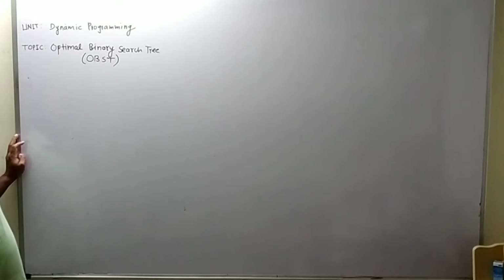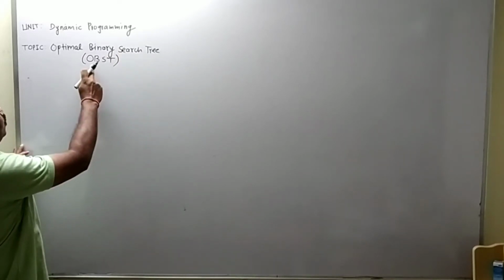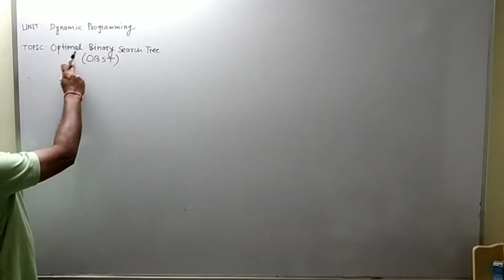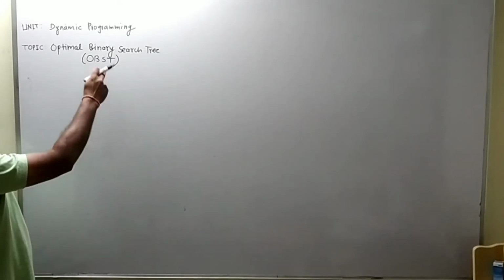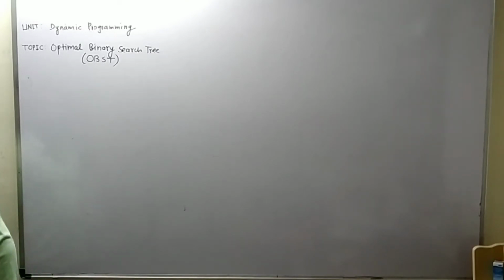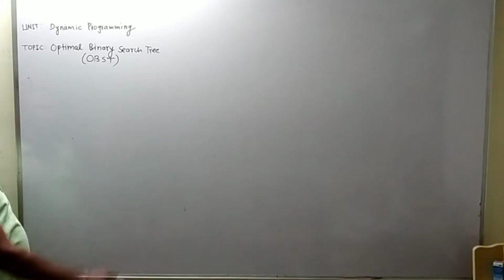In this video, we will discuss optimal binary search tree. In short, it is called OBST. So, optimal binary search tree, its application is used for searching any words in the dictionary to get the meaning of that word in another language.